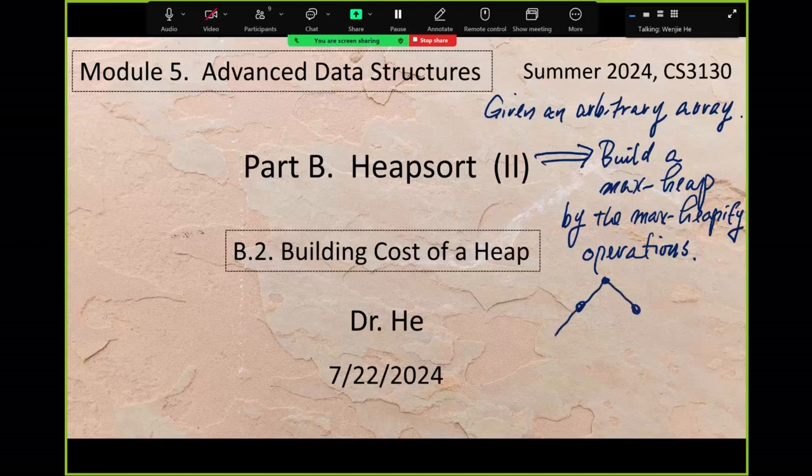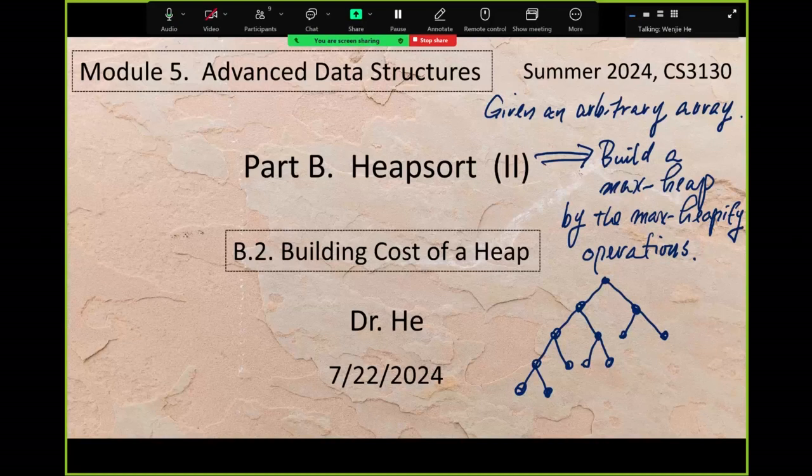Suppose this is a general heap. But it may not be a max heap. That means it may have some violations, and we need to fix all the violations. After we fix all the violations, we get a max heap.